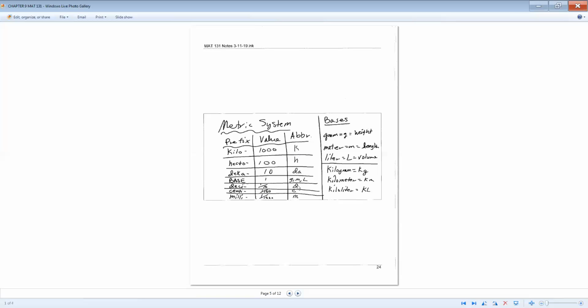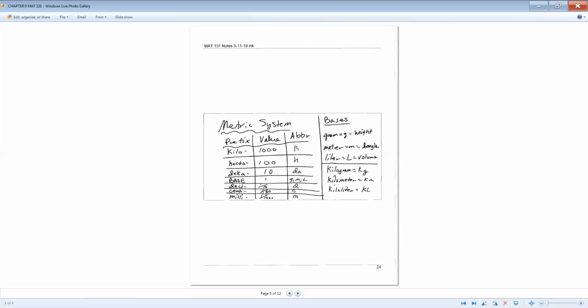Here are the abbreviations for those prefixes. And how we will use the metric system is we can put this K, this kilo, in front of any one of your bases, and that will be a measurement. So kilogram, kilometer, kiloliter, or if we did centi, that's centigram, centimeter, centiliter. So we can use them in any fashion.